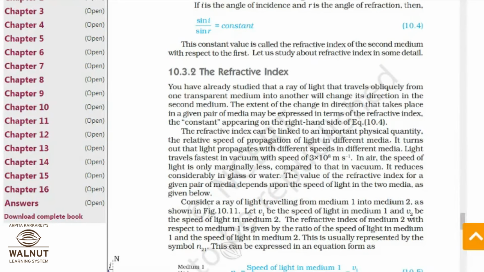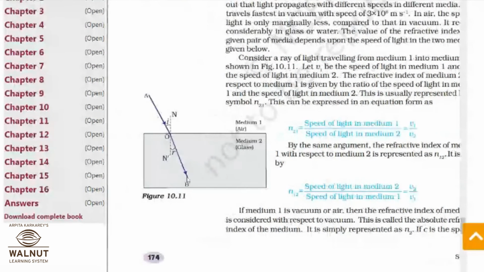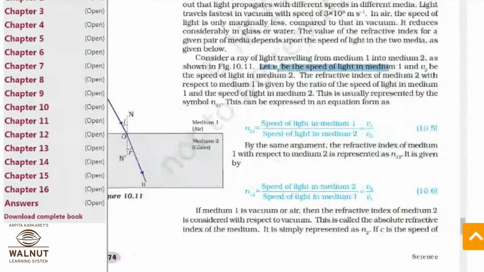So let us understand the next term here. How do you calculate that refractive index? Now, if you consider a ray of light traveling from medium 1 into medium 2. Okay, now you can see this diagram here. This is medium 1, this is air, and medium 2 is a glass medium. Both are transparent media. Let V1 be the speed of light in medium 1, that is in air, and V2 be the speed of light in medium 2.